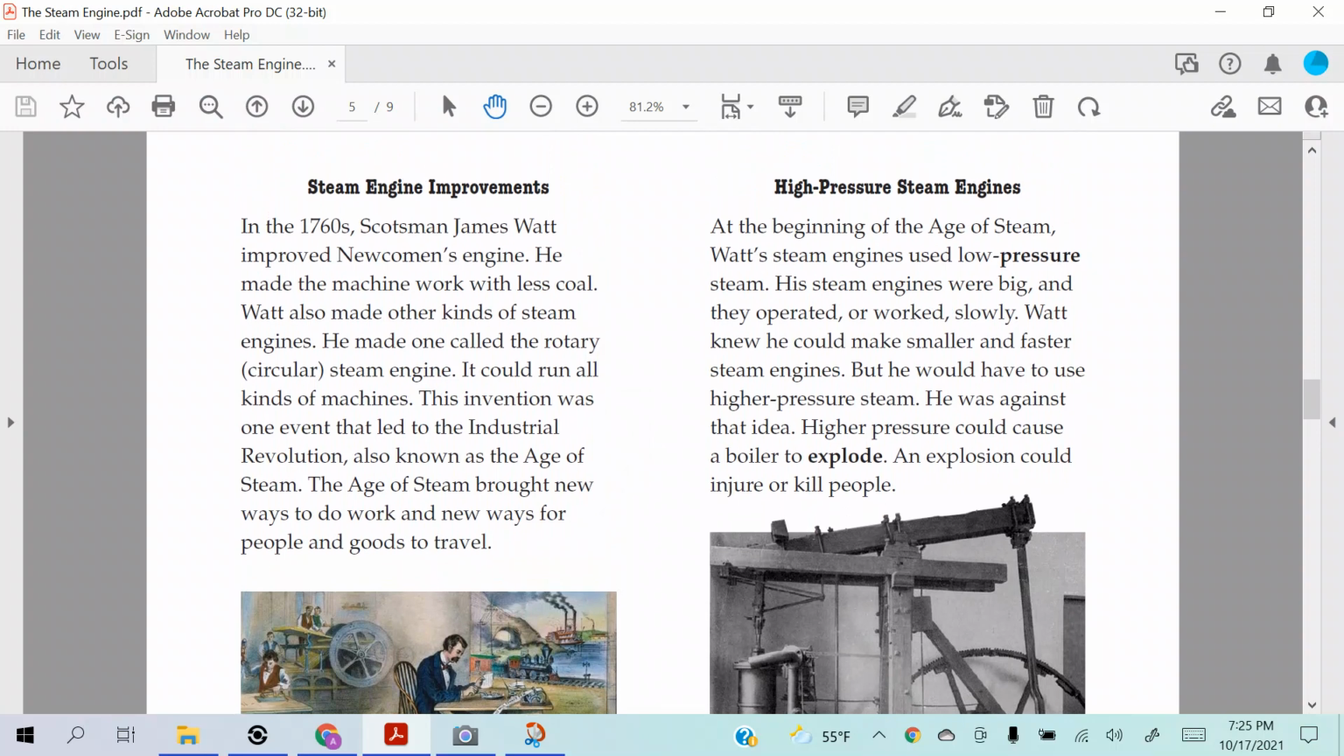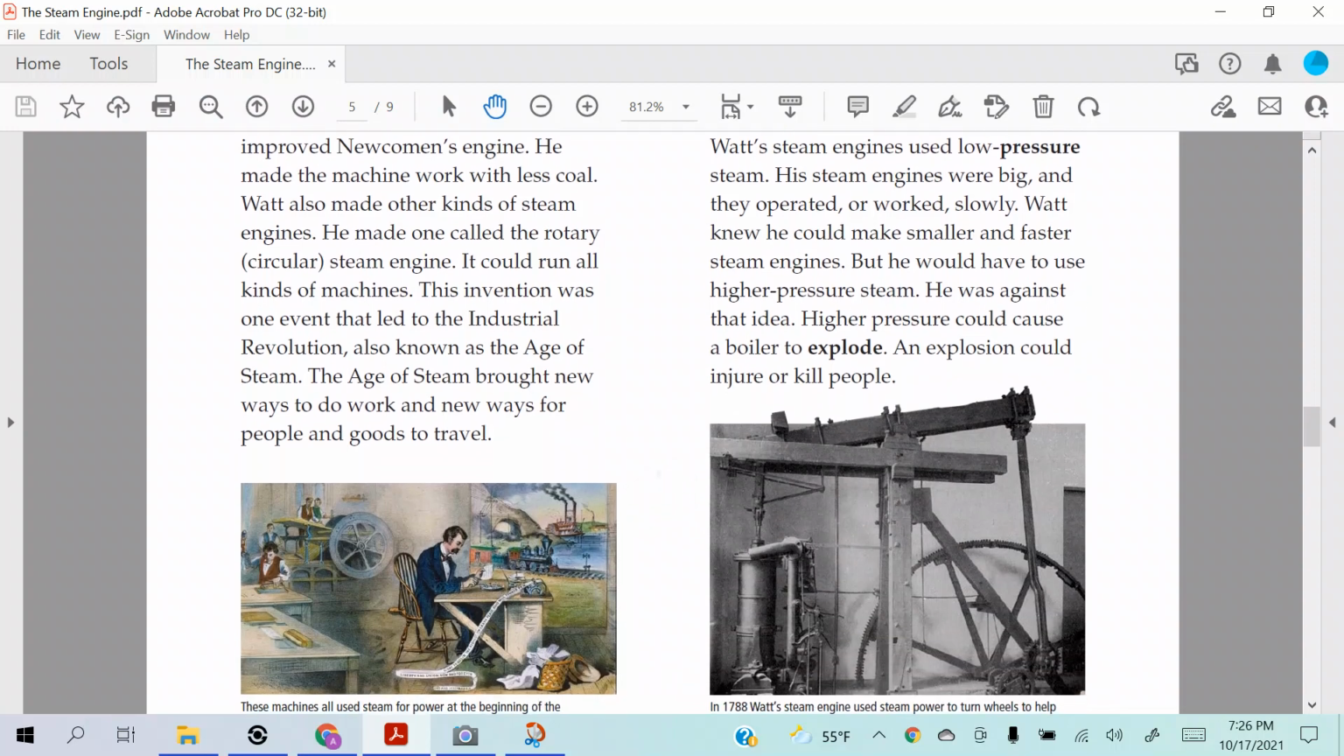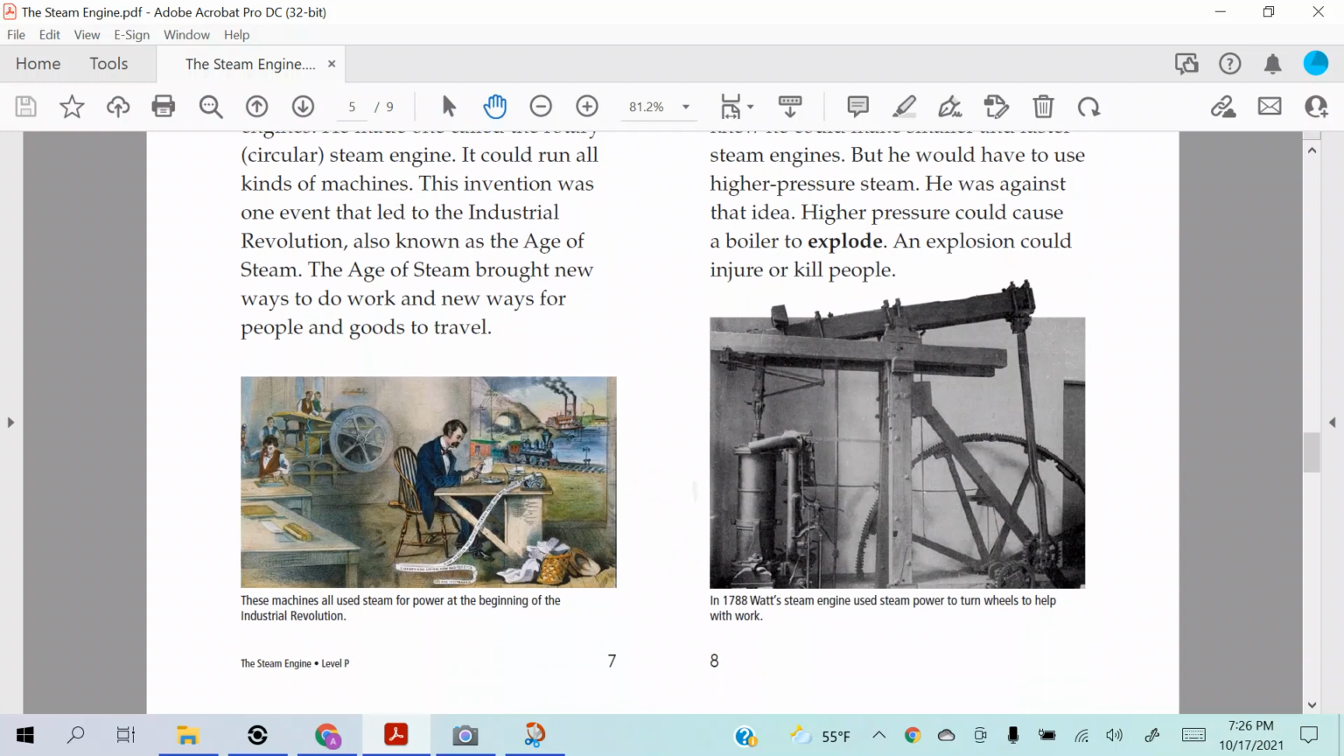High pressured engines. At the beginning of the age of steam, Watt's steam engine used low pressure steam. His steam engines were big and they operated or worked slowly. Watt knew he could make smaller and faster steam engines, but he would have to use high pressure steam. He was against the idea. Higher pressure could cause a boiler to explode. An explosion could injure or kill people.